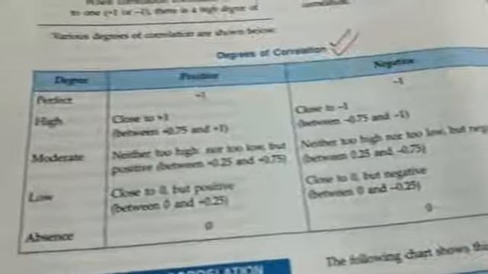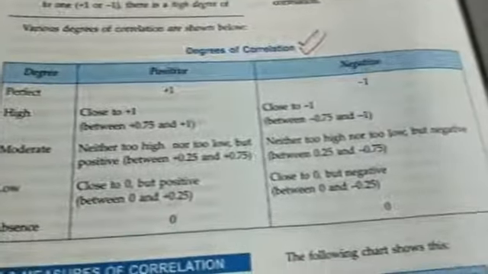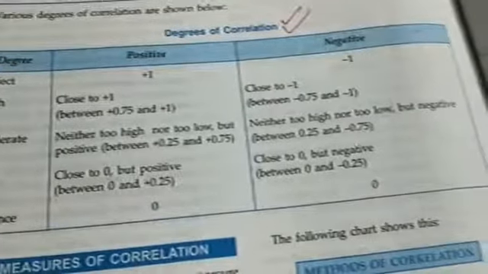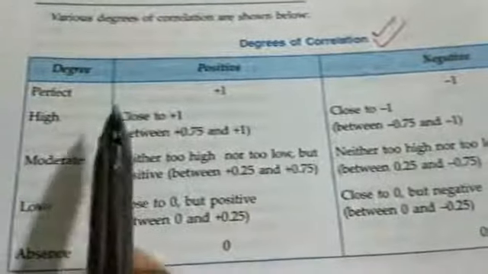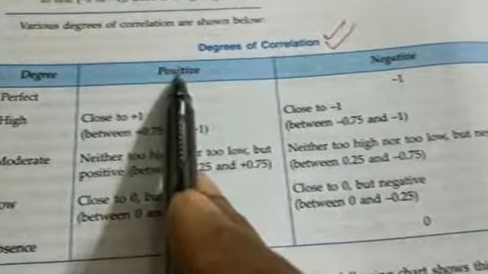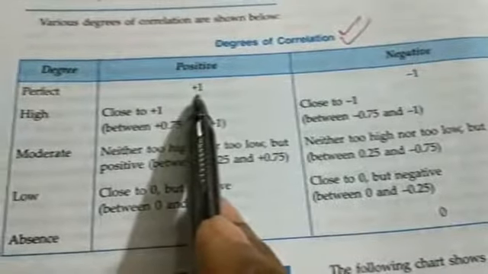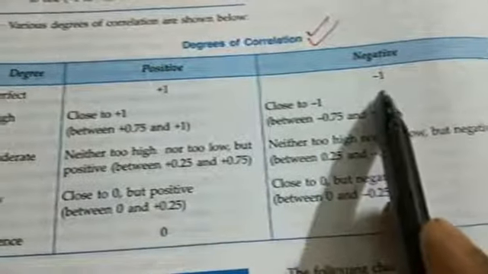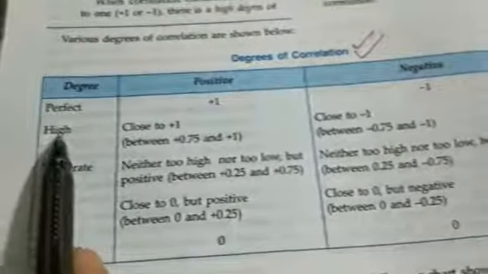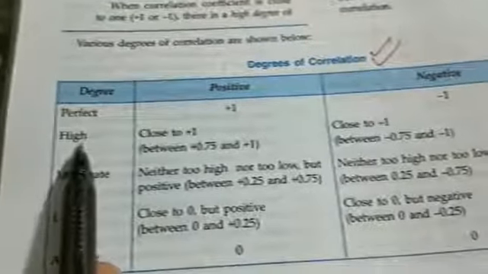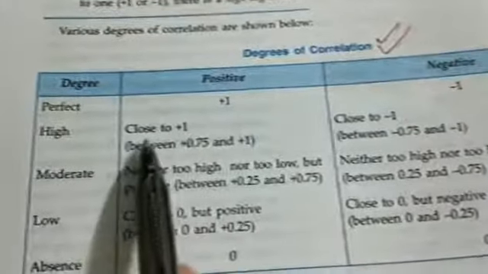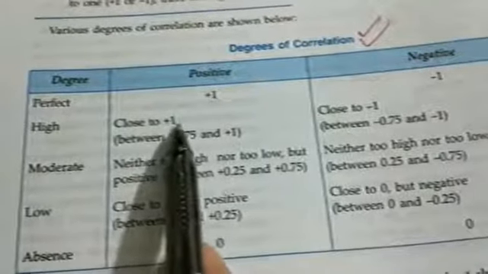So children, yesterday I explained to you about the degrees of correlation. Open your book, page number 368, and see this table. In this table you can see perfect positive correlation when you get +1, and perfect negative correlation when you get -1. Now, high degree correlation: high degree positive correlation is when you get close to +1.